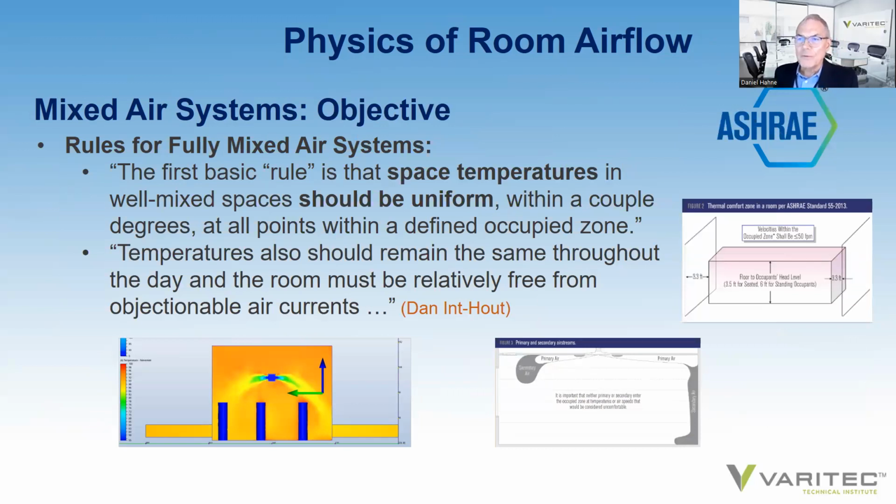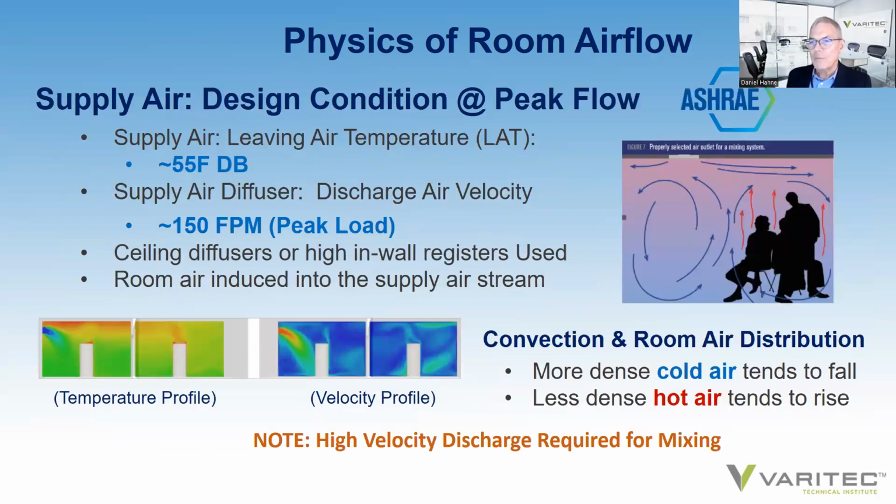So the rules for a fully mixed air system, as Dan Int-Hout expresses, are to create a space temperature in well-mixed spaces that is uniform and within the 2-degree tolerance that I had mentioned. Temperatures should also remain the same throughout the day, and the room must be relatively free from objectionable air currents to maintain proper thermal comfort.